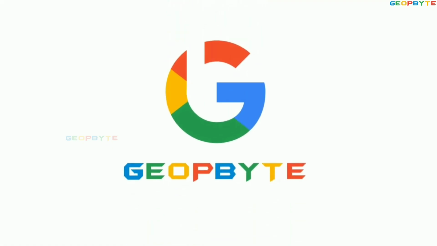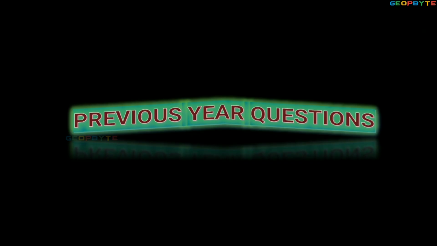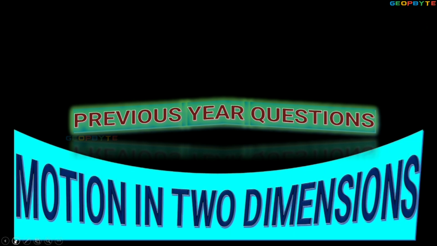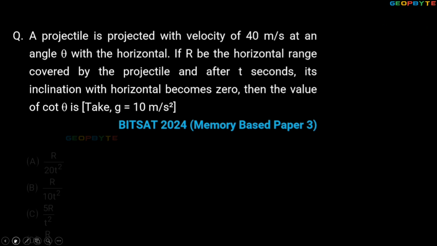Dear students, now let us discuss the previous year questions for the very important and also very easy unit, that is motion in two dimensions. I hope all of you clearly understood all the theory concepts we discussed for motion in two dimensions. Understood or not? Yes, then let us take the very first question. Look at the question. It is asking like this.